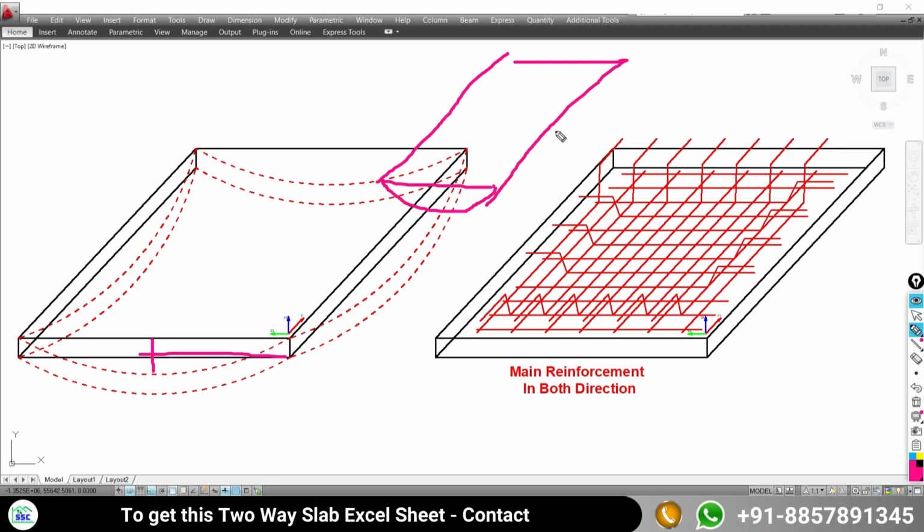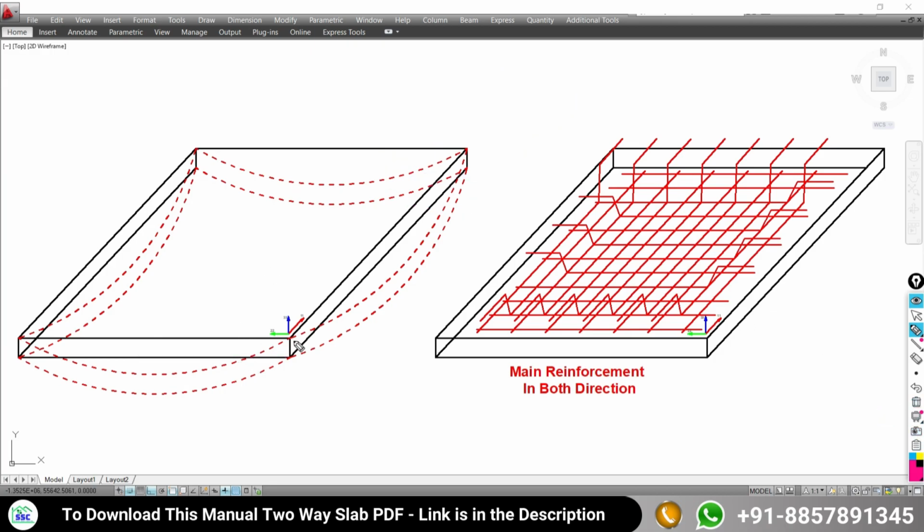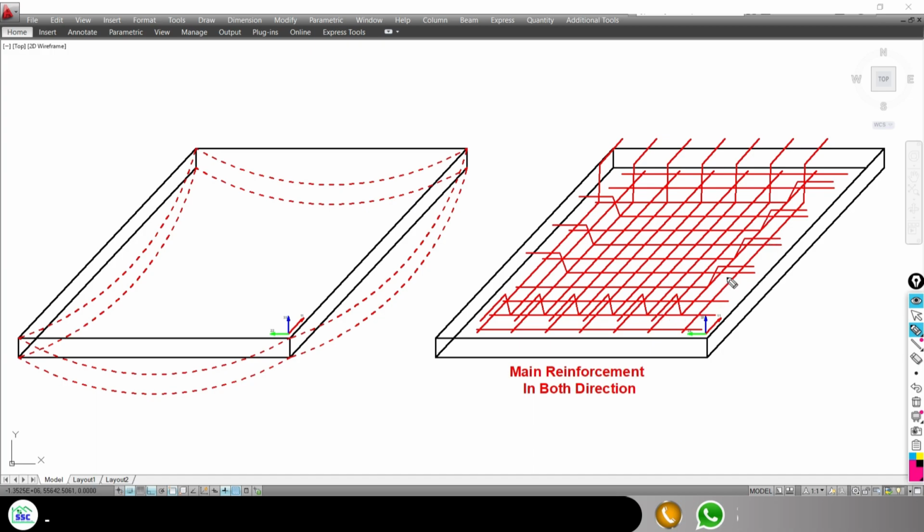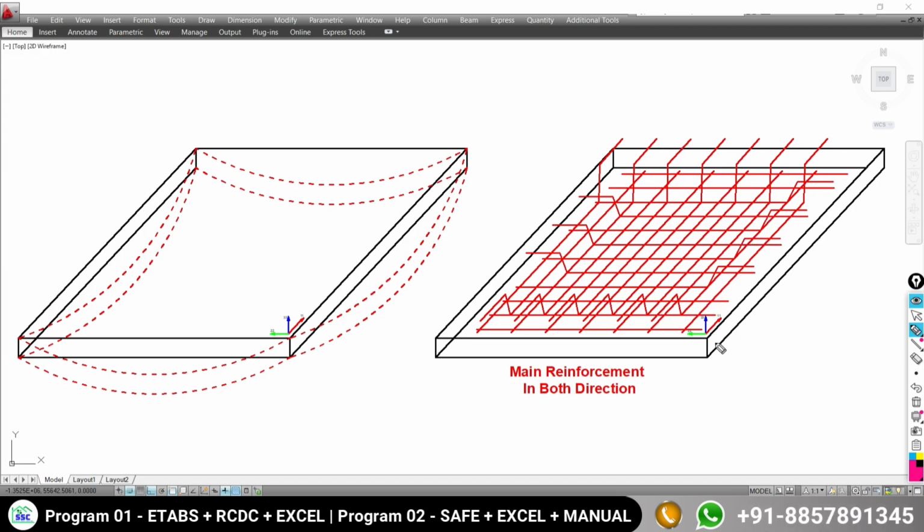Along the longer direction, it is not going to be subject to deflection. That's why, for the case of the one-way slab, it is needed to provide the reinforcement along the shorter direction only. But for the case of the two-way slab, your slab is going to be subjected to deflection in both directions. That's why we need to calculate the moment. As in this figure you can understand, here I have provided the main reinforcement in both directions. This is the difference between the one-way slab and two-way slab.